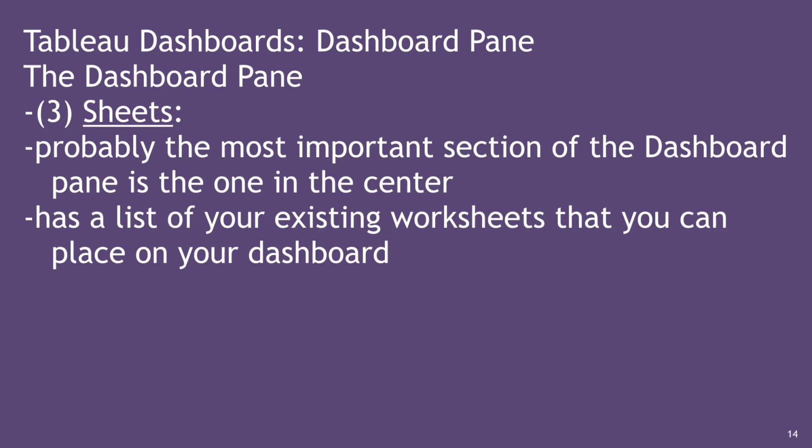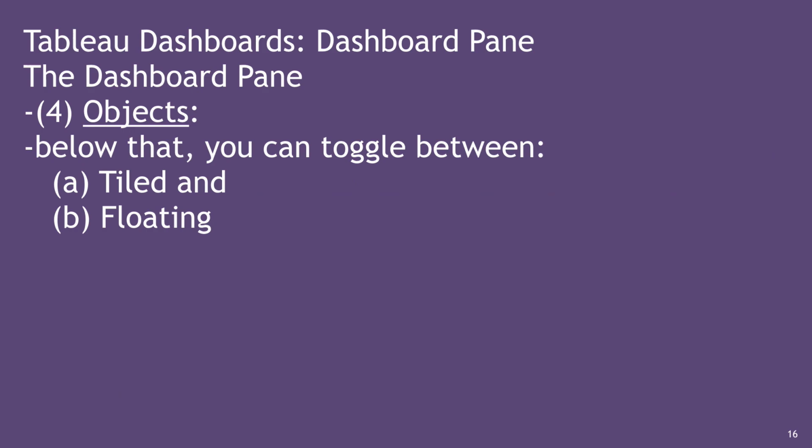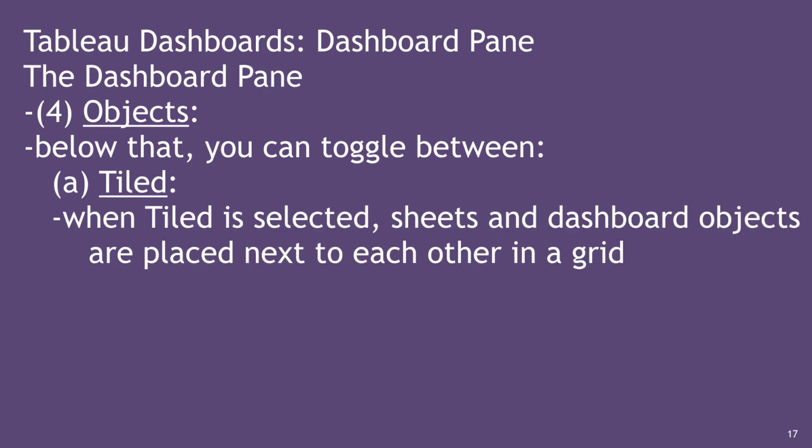Sheets, number 3. Probably the most important section of the dashboard pane is the one in the center, which is your sheets. It has a list of your existing worksheets that you can place on your dashboard. Number 4, objects. The objects section at the bottom of the dashboard pane allows you to add additional dashboard elements like text, image, blank, web page, button, and extension. Below that, you can toggle between tiled and floating.